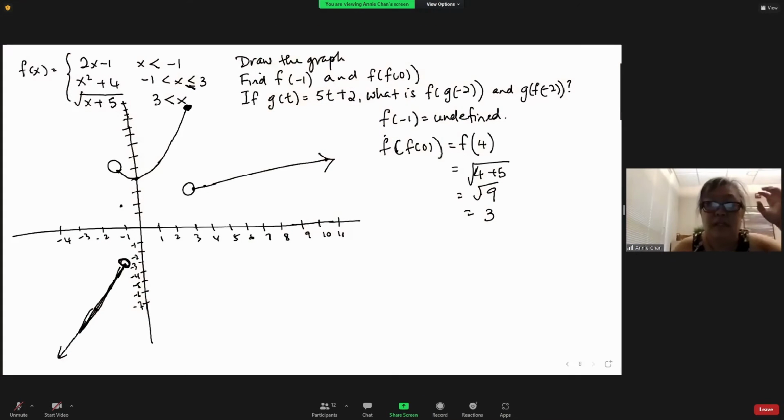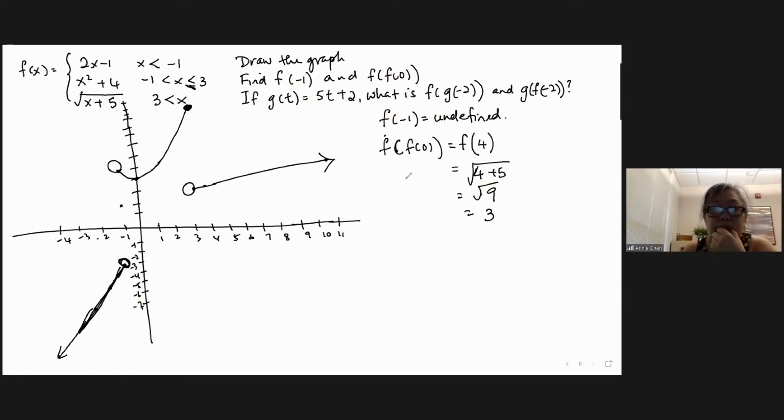Last part. Final touchdown. It is football season. Okay, you are given g of t equals 5t plus 2, and you're going to be using the f of x here. This is a related question. So now you have two sets of equations, one set from f of x, the other from g of t. What is f of g of -2?